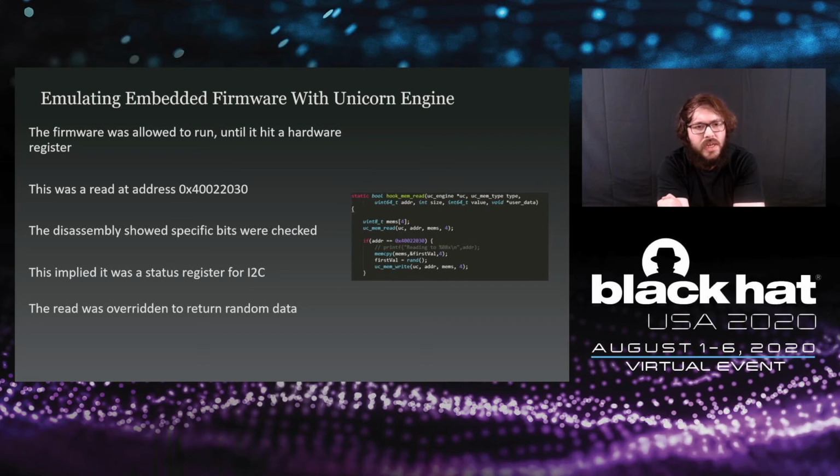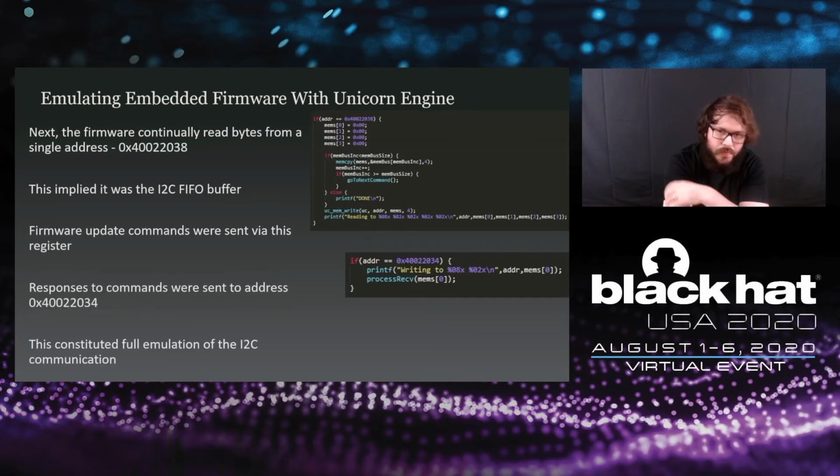I found that it started reading a specific address during startup and was checking for specific bits in this register in order to identify certain aspects of the status. I'd worked out that this was the status register for I2C, so I made this always return randomized data, meaning that the status of the I2C bus would be deemed to be doing something at the time and would move past this state. Next, I found the firmware continually reading bytes from another address, which was close to the original, and found that this was likely to be the I2C FIFO buffer, because it was loading any bytes inputted from this into a buffer.